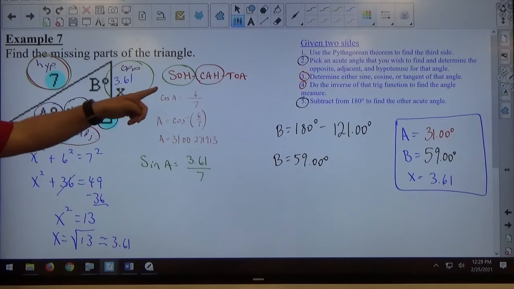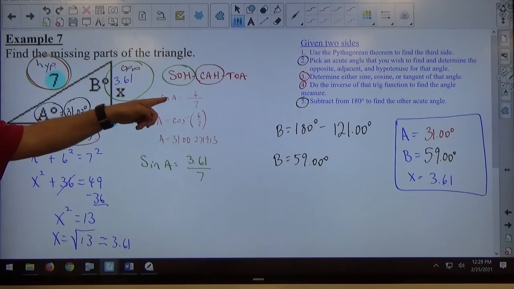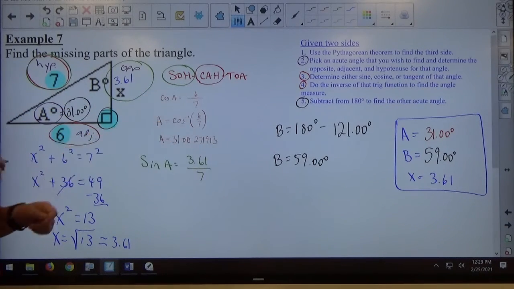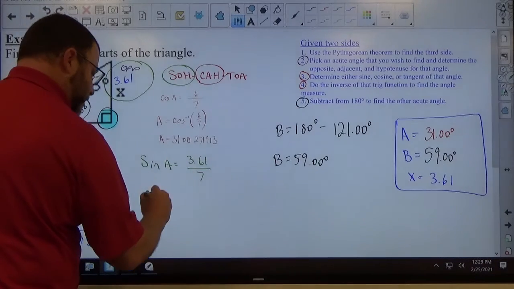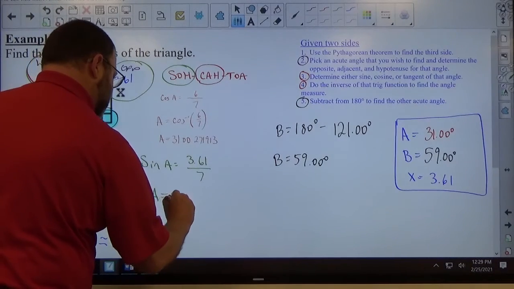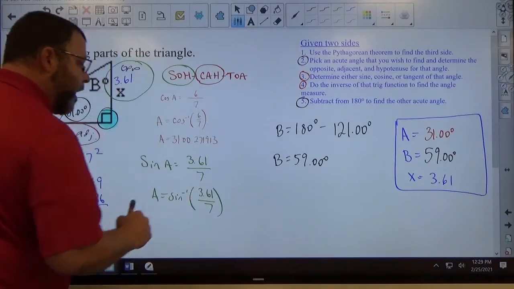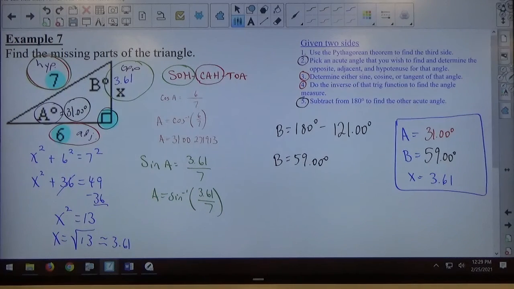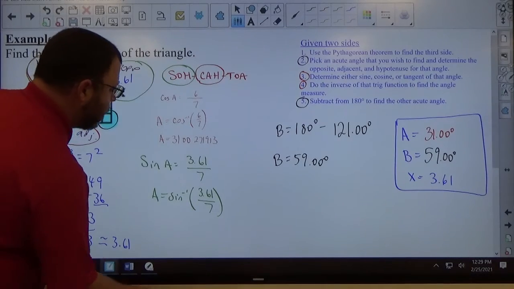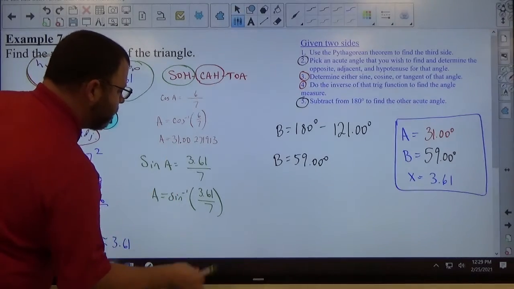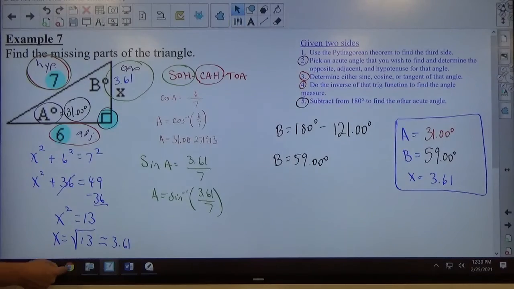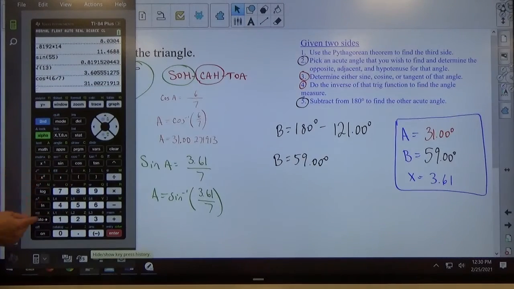Okay. Just like here, I didn't know what A was, so I had cosine equal, so I did inverse cosine. I don't know what A is, and I've got sine, so I'm going to do A is equal to inverse sine of 3.61 over 7. A equals 31 degrees. That's just what it equals, right? 31.00 degrees. My decimal point disappeared when I grouped it. Right, so when I do my inverse sine of this, that's what A should still equal. Inverse sine of 3.61 divided by 7.